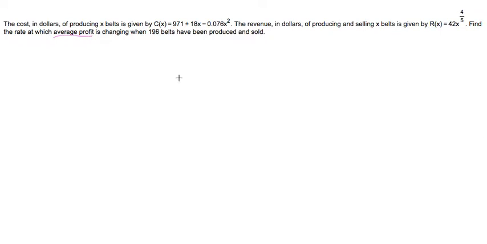Okay, so average cost is your total cost divided by x, the number of items you produce. Average revenue is R of x divided by x. Average profit per item that you produce is what that means. It means average profit per item is your total profit, P of x, divided by x. So we're not given profit, but we're given revenue and cost. And profit is defined as your revenue minus your cost.